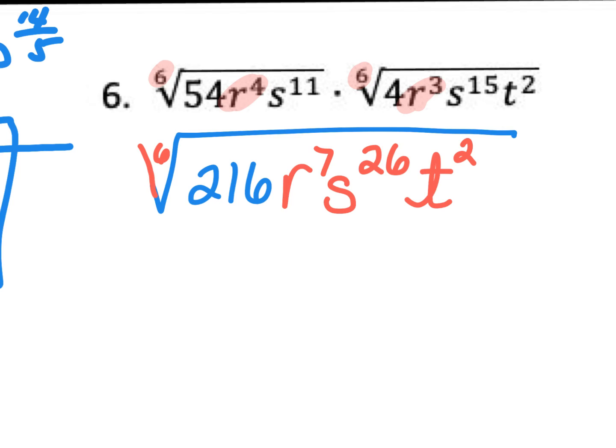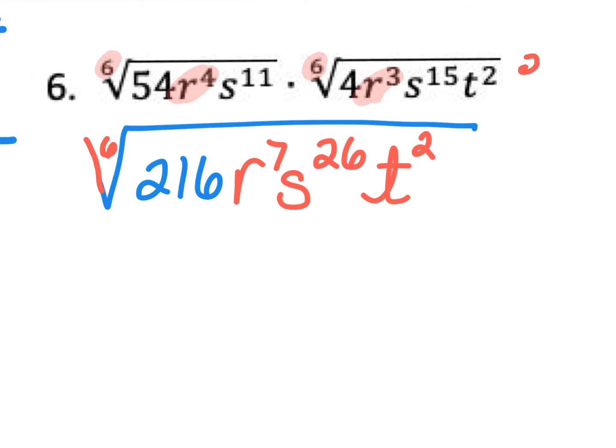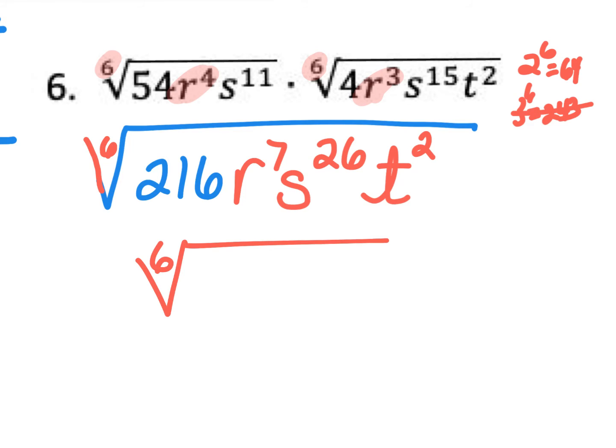So I want to see if there is a perfect 6th power. Off on the side, I'm just going to see what 2 to the 6th is. 2 to the 6th is 64. 3 to the 6th is 243, so that's too big. So I check and see, is 216 divisible by 64? And I get a decimal, so that tells me I can't simplify the coefficient. So I'm going to leave the 216 beneath the radical, and I'm going to focus on the exponents now.